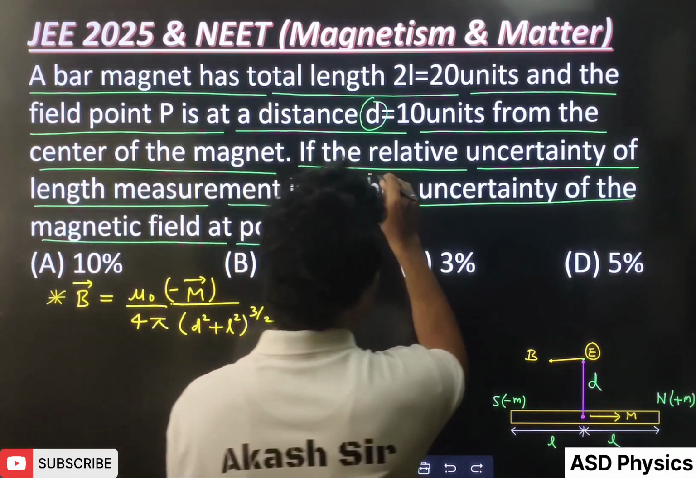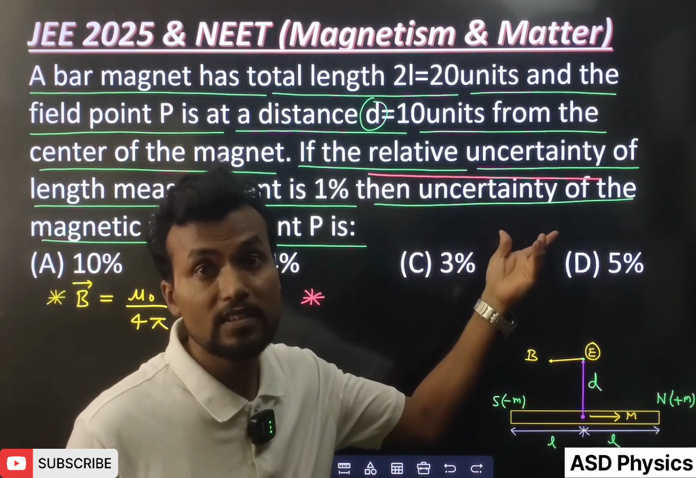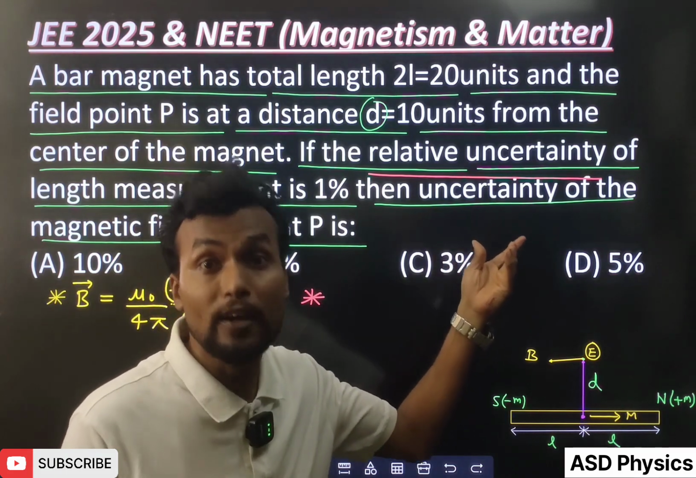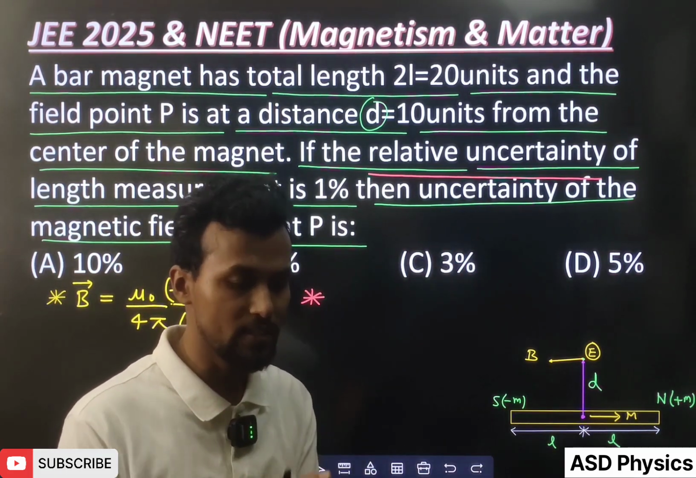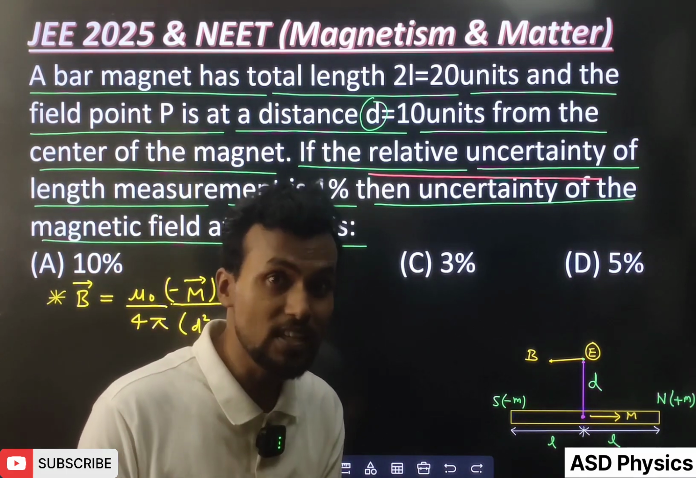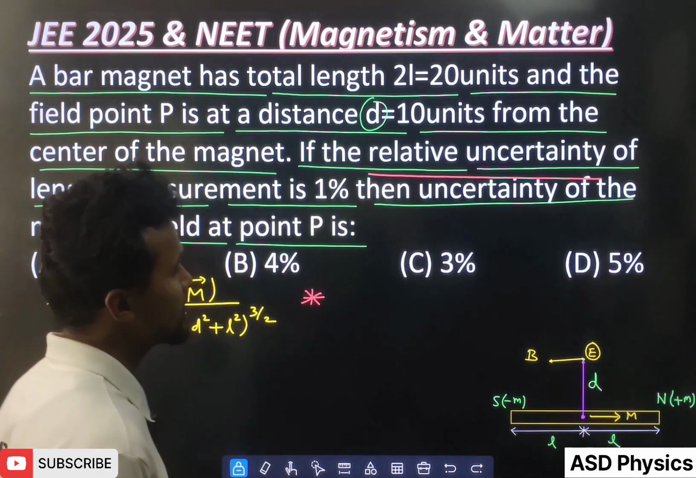So here the term is relative uncertainty. Remember that sometimes they may say relative uncertainty, sometimes relative accuracy, and even sometimes percentage error. All of these are the same; in a synonymous way they will say it like that.